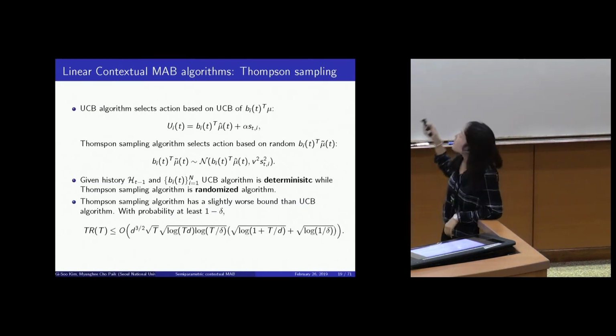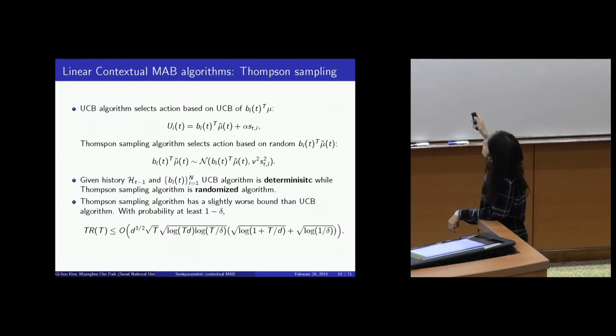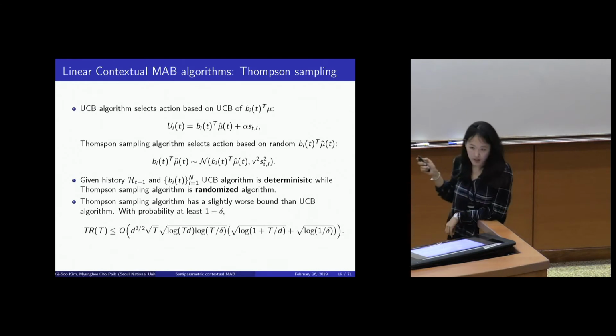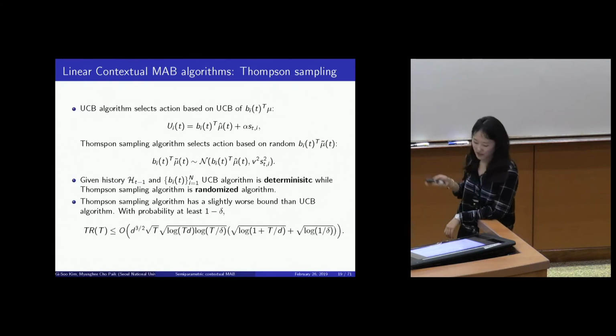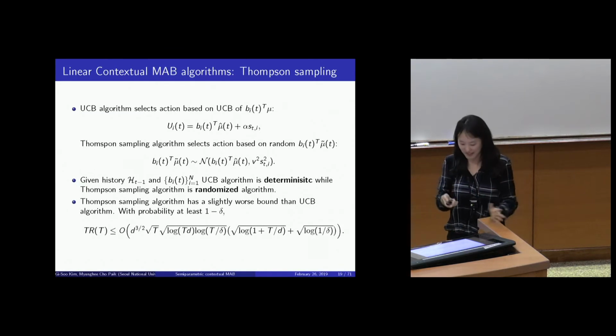And this regret bound is close to the bound of UCB algorithm, but it's slightly worse because it depends on d^{3/2} instead of just d. And this is interpreted as a price for randomness.